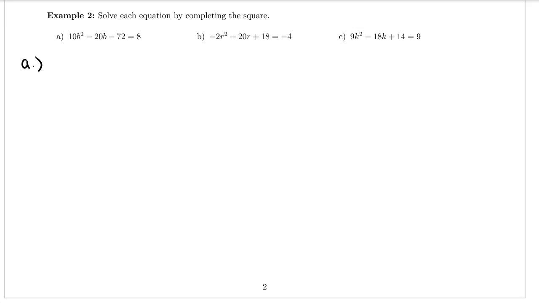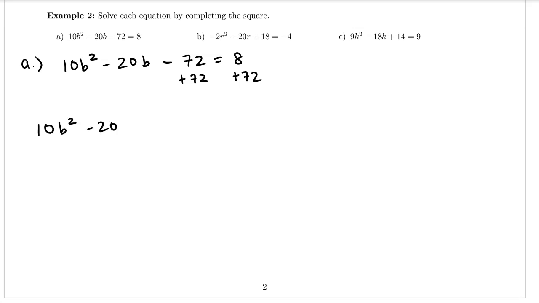So let's see how we do that. For part A, we have 10b squared minus 20b minus 72 is equal to 8. I'm going to start off by moving my constant term on the left-hand side to the right-hand side of my equation. That's going to give me 10b squared minus 20b is equal to 80. The next thing you might notice is our leading coefficient on the left-hand side is not 1. So just like we did previously, I'm going to factor out my leading coefficient. And that's going to leave me with this.